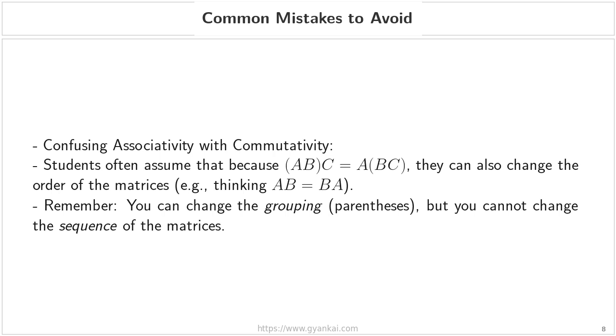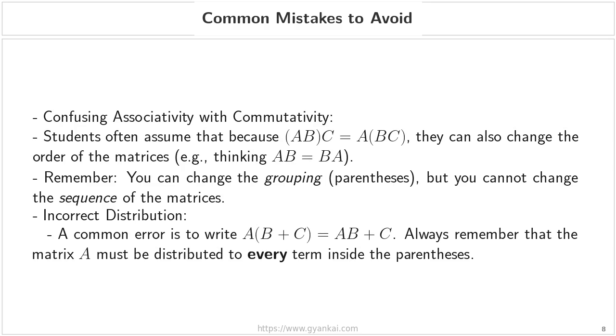Next, we have the issue of incorrect distribution. When applying the distributive law we discussed earlier, a common mistake is to write that A times the sum of B and C is equal to A times B plus C. This is incorrect. You must always remember that the matrix A must be distributed to every single term inside the parentheses, meaning it must be multiplied by both B and C.